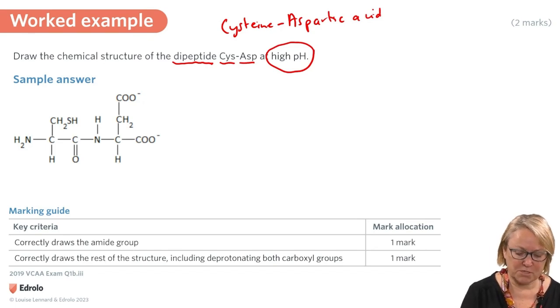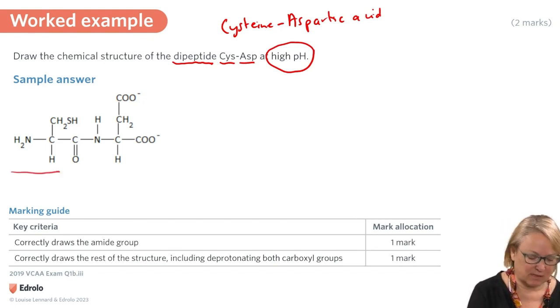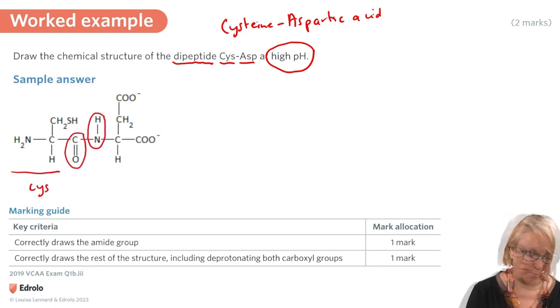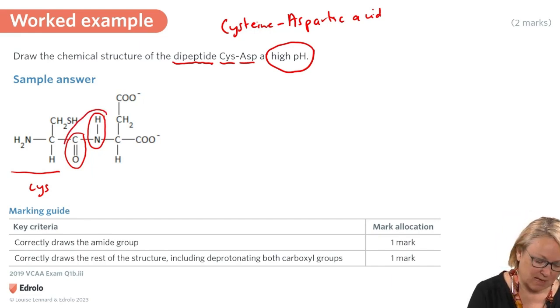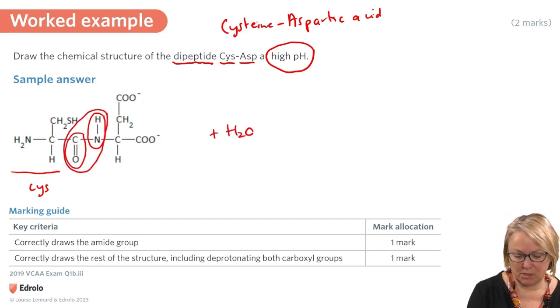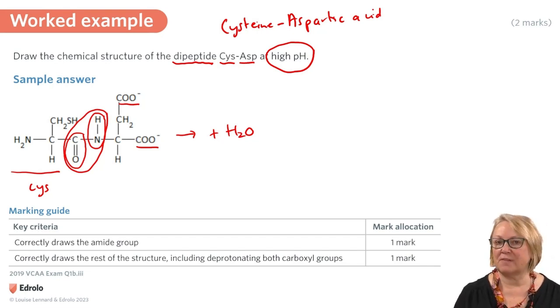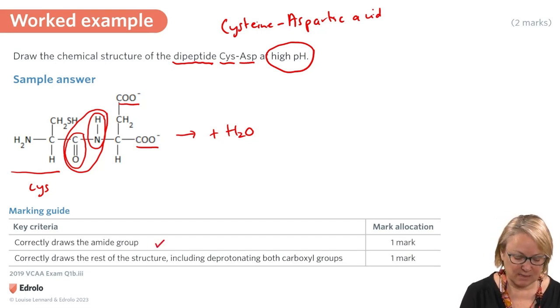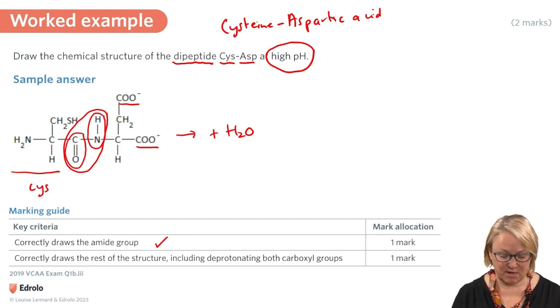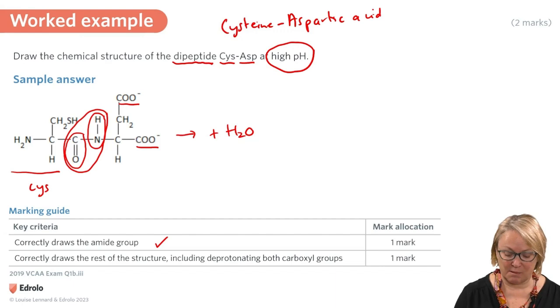Okay, so what we do is we start off with Cys, the left-hand side, then we get the carboxyl group from the cysteine and the amine group from the aspartic acid. We join them together. We also lose a water molecule. We form our amide link, and at high pH, we're going to deprotonate the carboxyl groups. So we have COO minus, COO minus. So correctly drawing the amide group is 1 mark, and correctly drawing the rest of the structure, including deprotonating both carboxyl groups, is also worth 1 mark.